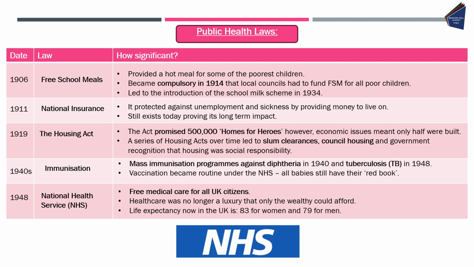So the life expectancy now in the UK is 83 for women and 79 for men. So a huge change throughout our time period when we think that the average life expectancy in 1900 was just 50 years old.